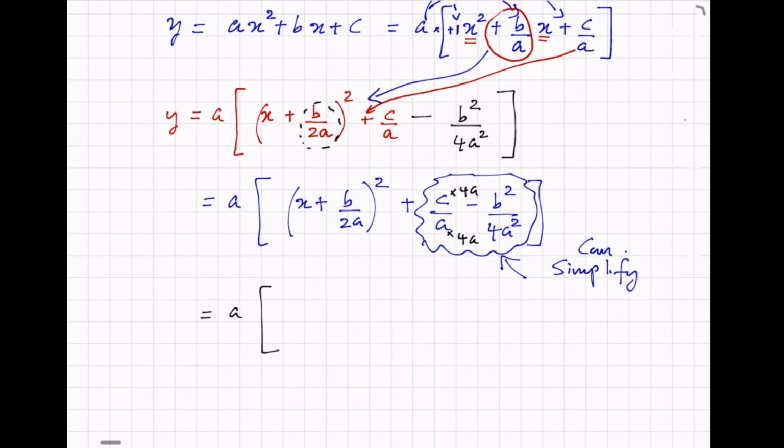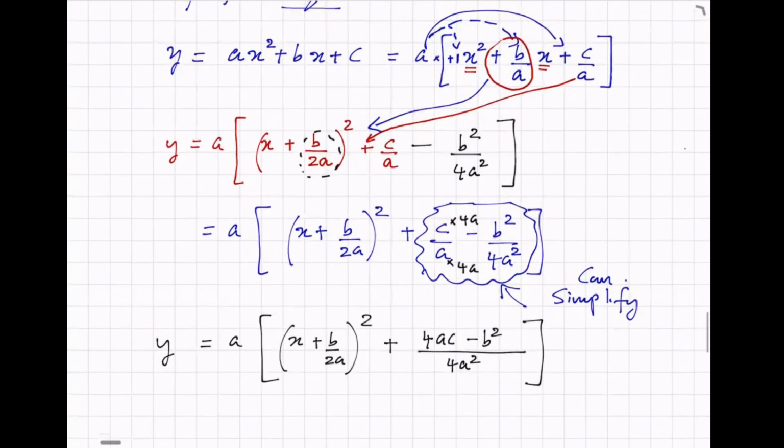So now you can write x plus b divided by 2a here. Then when you get the common denominator, you get 4a squared common in the denominator. So in the numerator you have 4ac minus b squared, and that is how you represent that in perfect square method.